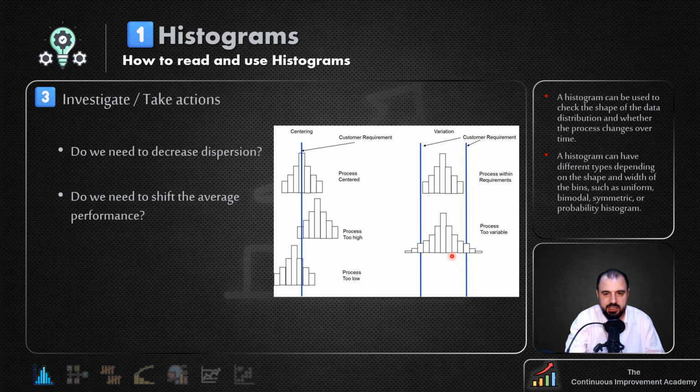But here we can see that our process has very high dispersion, and we need to reduce the dispersion using the other tools that we are going to learn about, okay. So this is basically how we could develop the histogram and then do it on Excel, and then investigate the shape of the histogram and compare it to the specification limits, and then take actions.